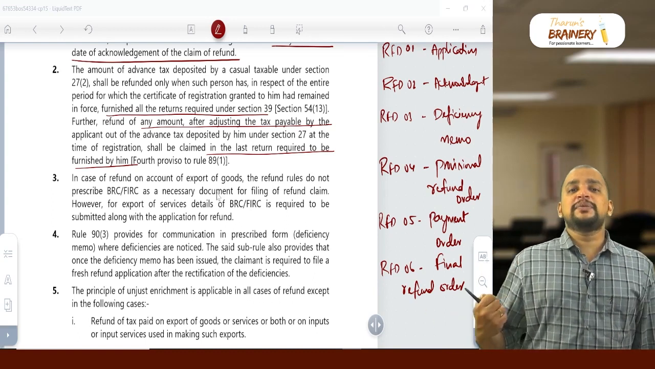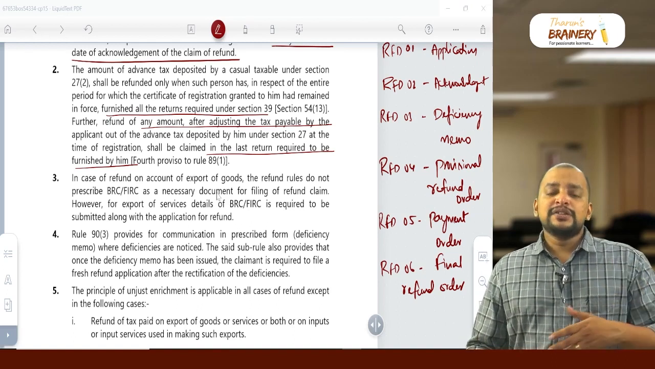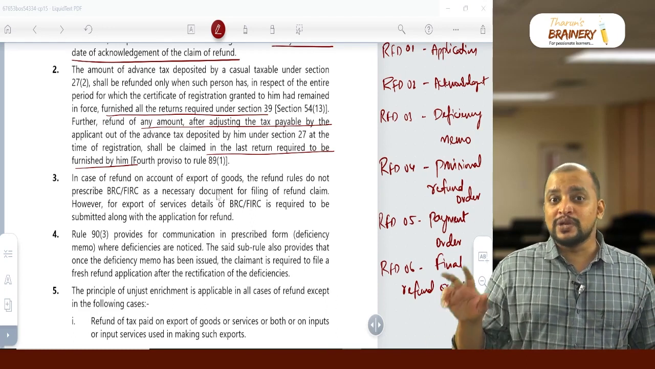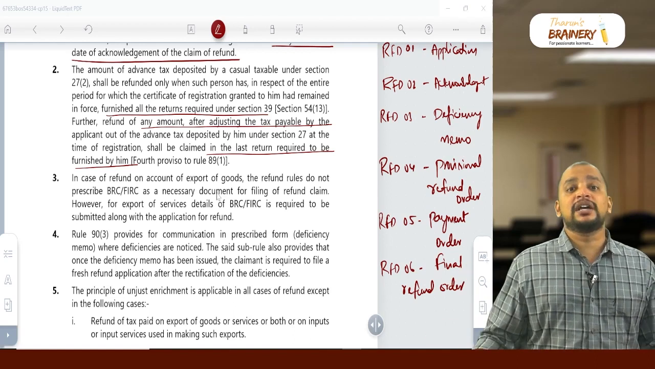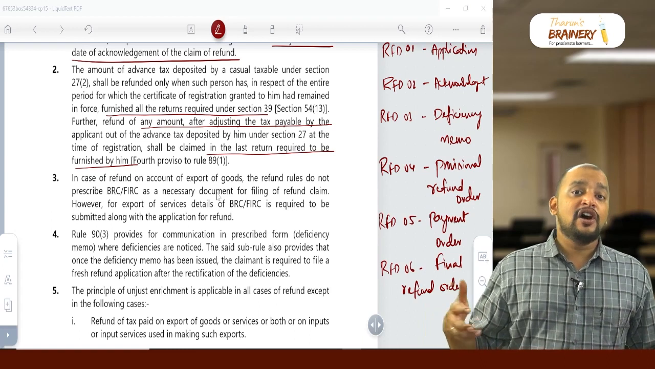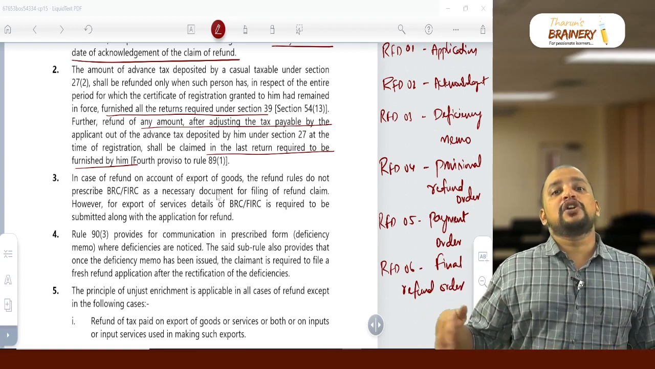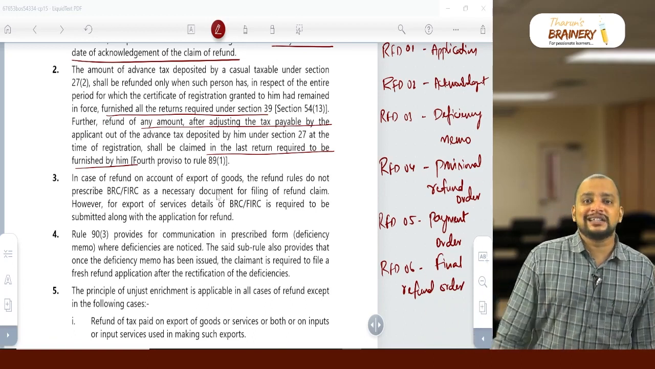There are some amendments related to this refund of balance in the cash ledger. For refund of balance in the cash ledger, the time limit is not applicable. 2 years is the general time limit for making an application for refund, that is not applicable. And refund of balance in the cash ledger is not subject to the provisions of unjust enrichment, which means there is no need to prove that we have not transferred the burden to the next person. So we will get the refund of balance in the cash ledger.